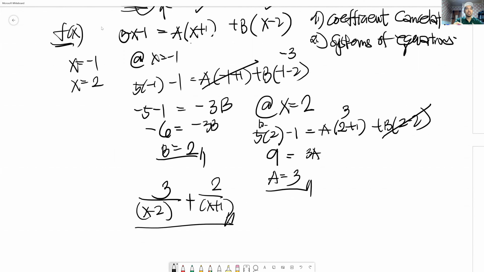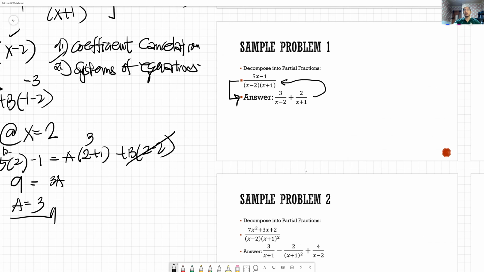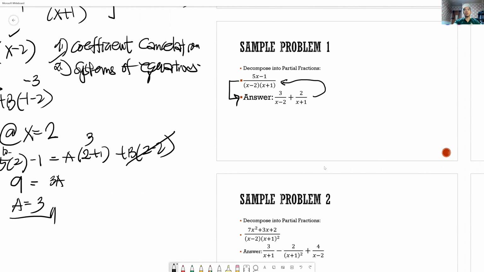And we know that this is the original equation that we are solving. So that would be 3 over x minus 2 and then 2 over x plus 1. So that is by the coefficient cancellation. I'm going to show you the systems of equations in the next example. So questions and clarifications, you can ask me questions if that will make you more comfortable in your learning process.